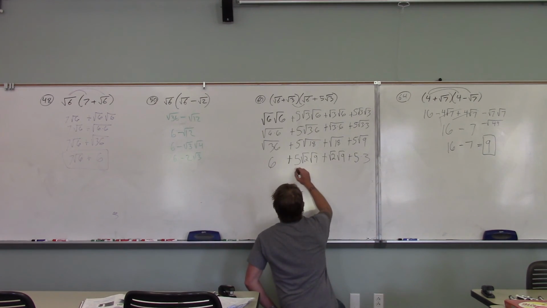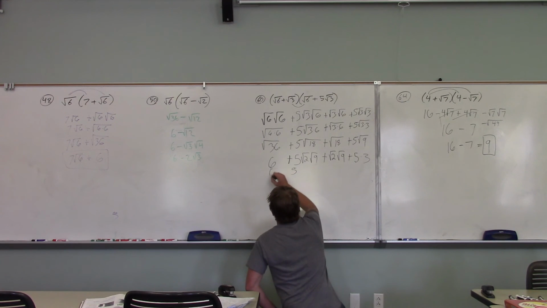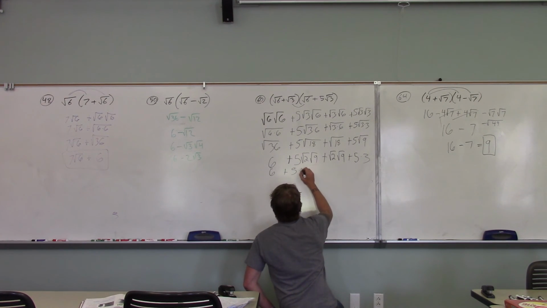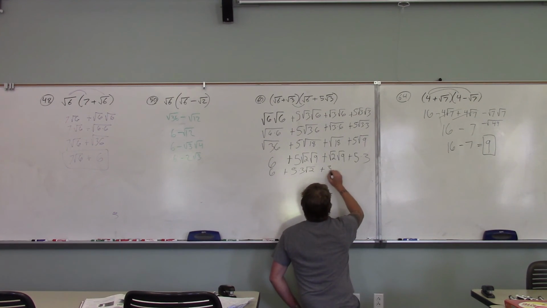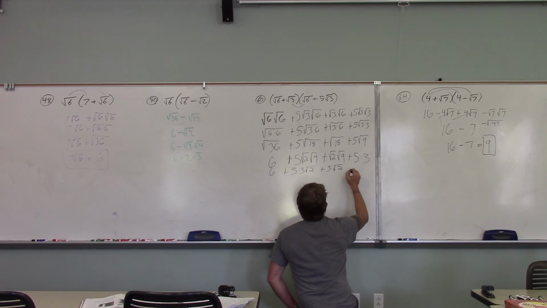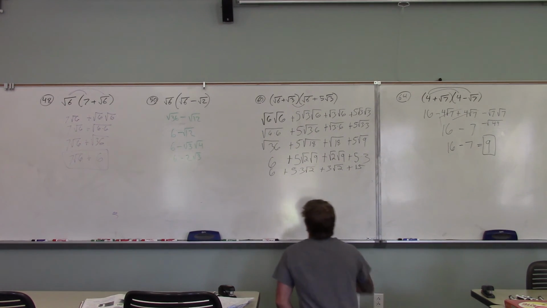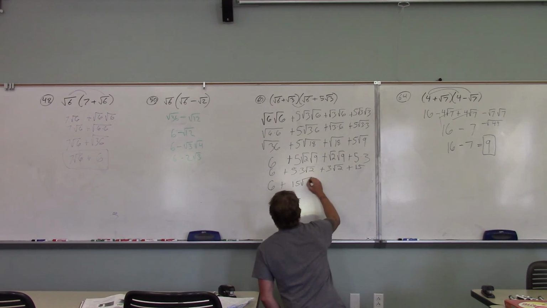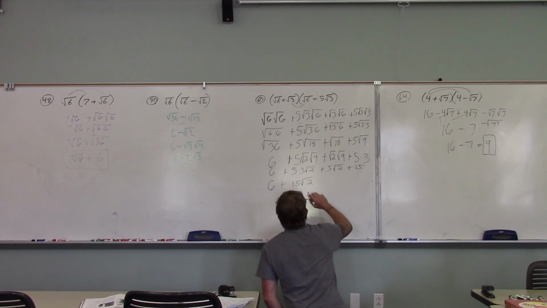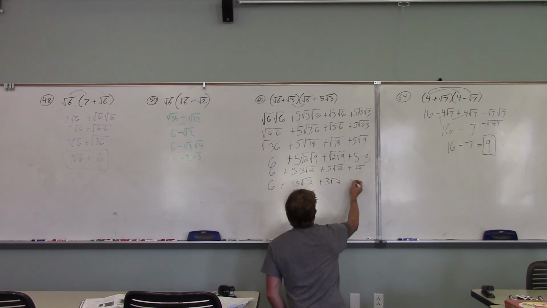So it'd be 6 plus 5 times 3 times square root 2 plus 3 times square root 2, plus 15. That's 6 plus 15 square root 2. Could have just done that all at once, but.